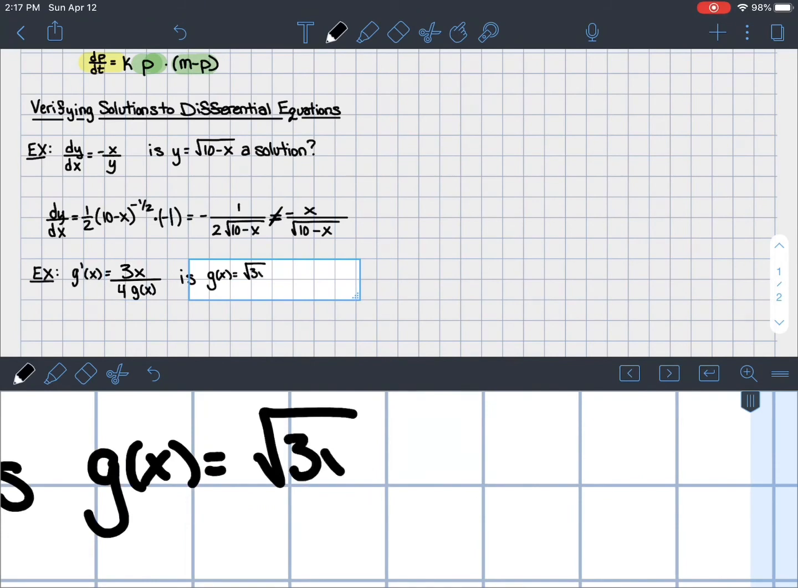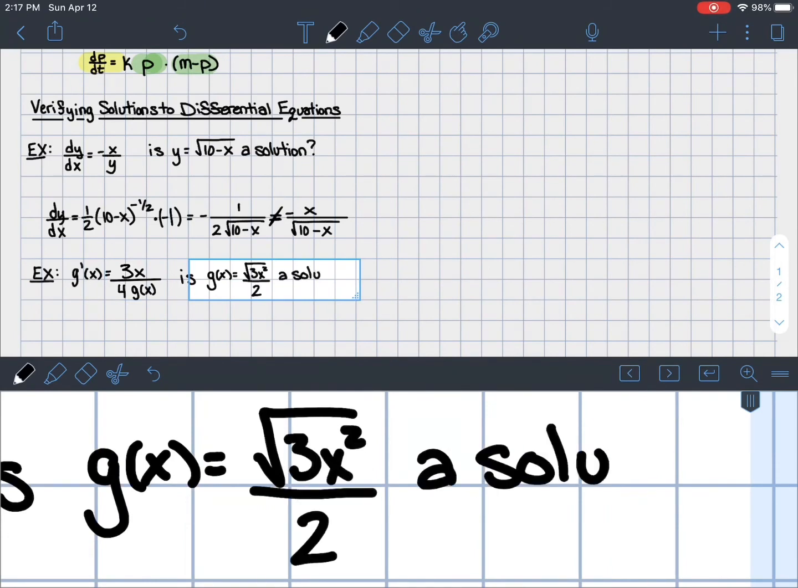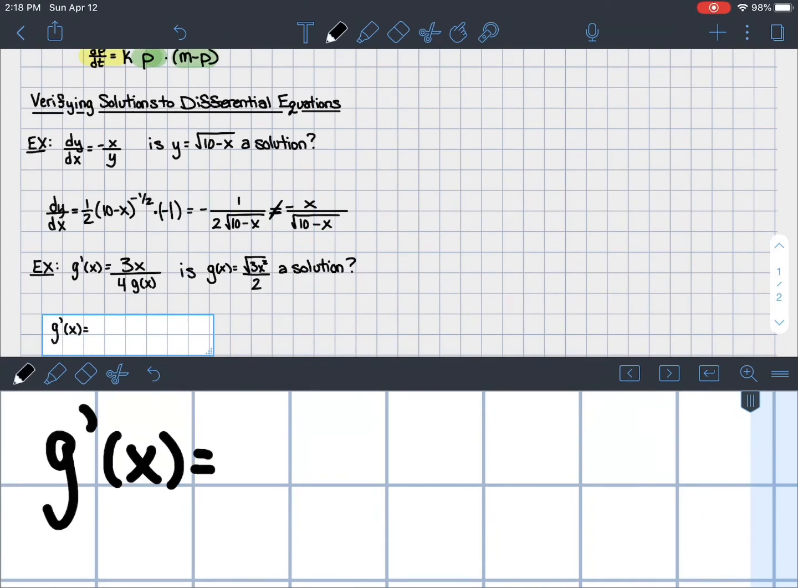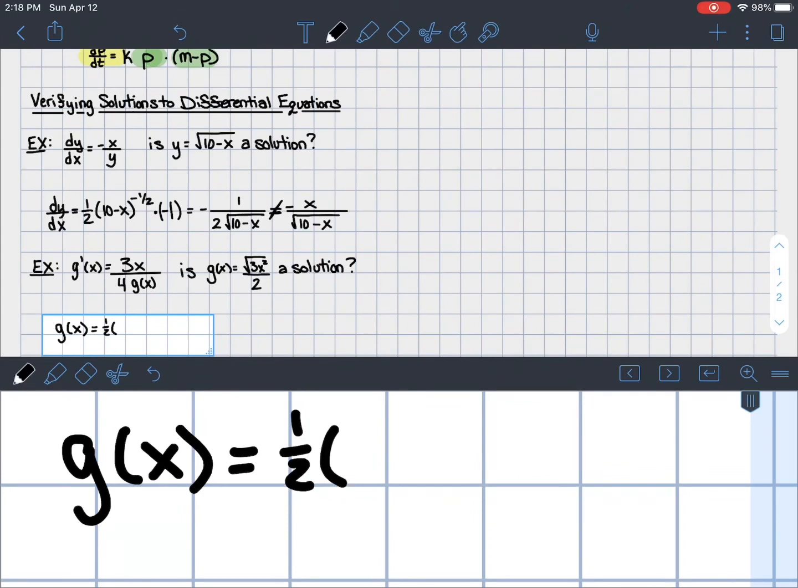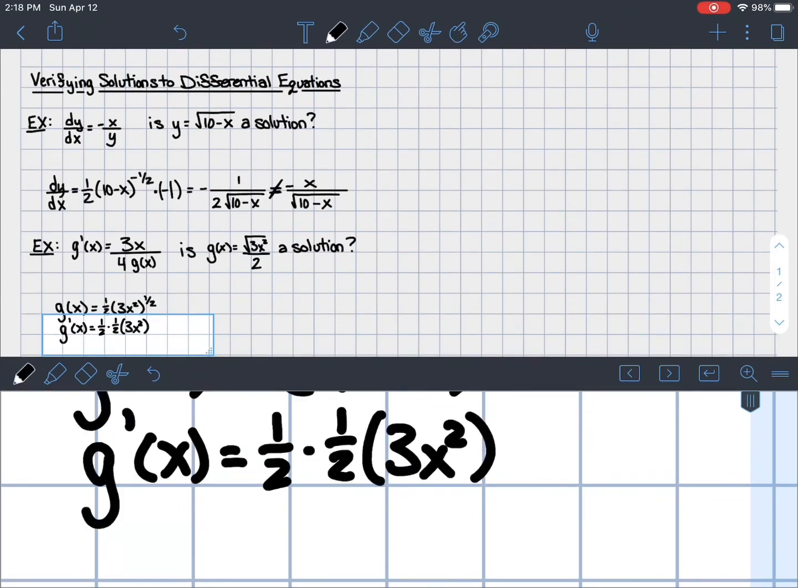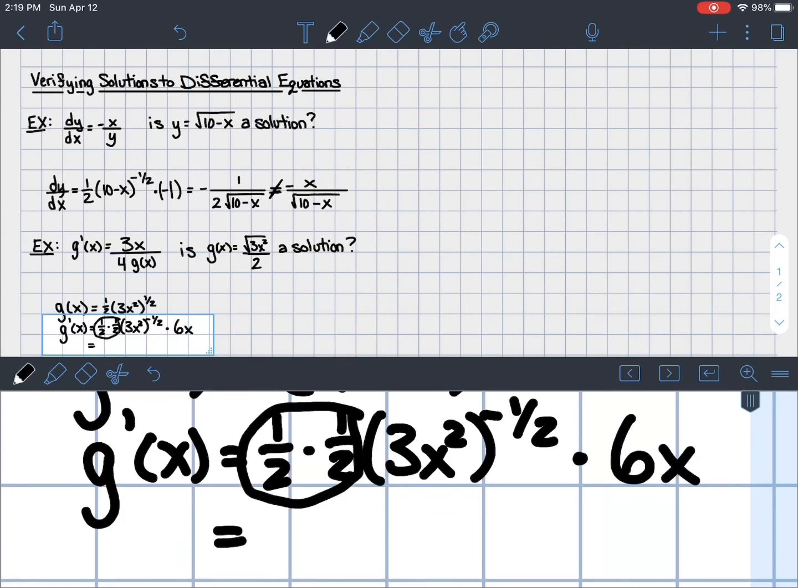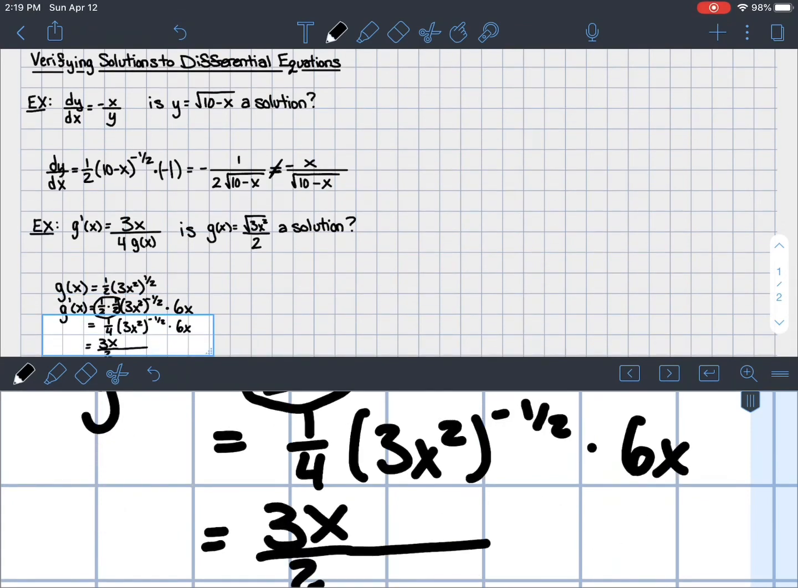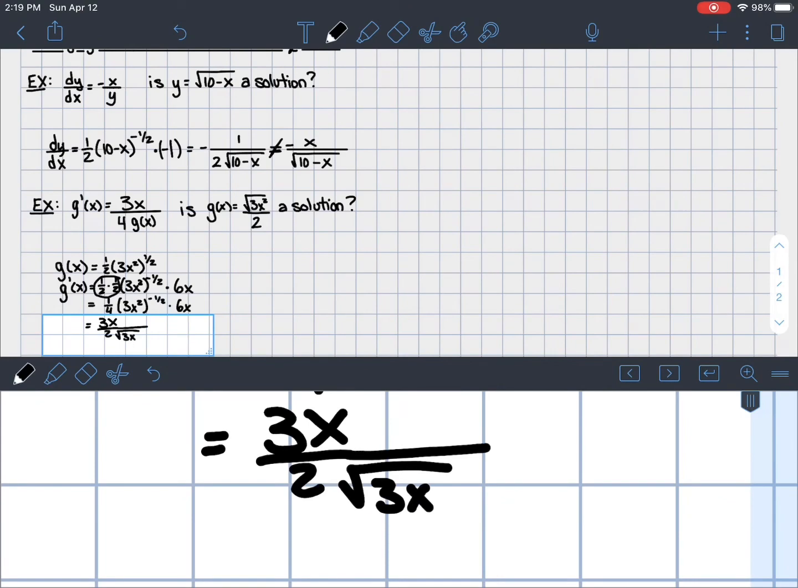In this second example, we're just using some alternate notation, so G prime. So we'll take the derivative of the potential solution, and we're going to set it equal to the original. And instead of G of x, in other words, our y or our output, we're going to replace that with what it equals in terms of x, so that we can do a direct comparison.